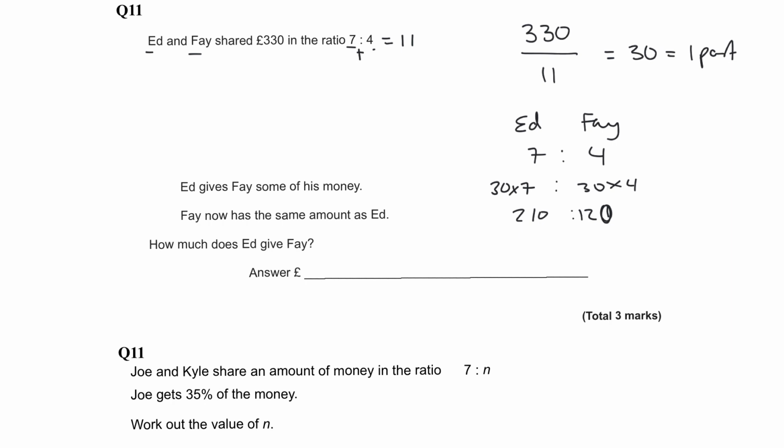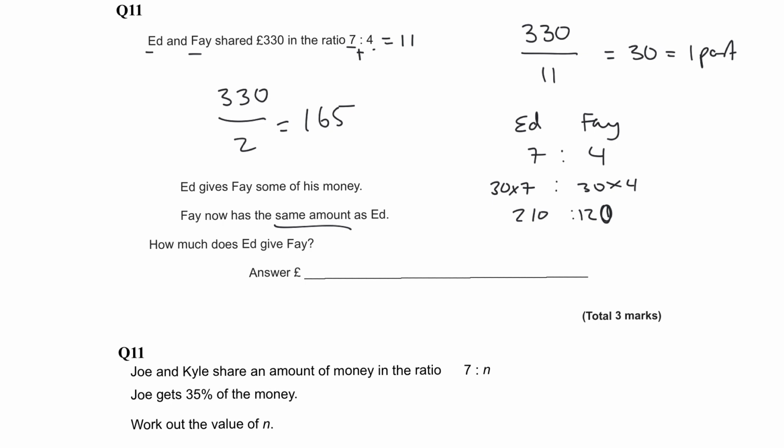So now, in order to work out how much Ed is going to give Faye, remember they both end up having the same amount of money. So that means they both have equal amounts each. To work out the amount that they should have each, you would do the total amount divided by 2, because that would be equal. So that would give you £165. So Faye should end up with 165, and so should Ed.